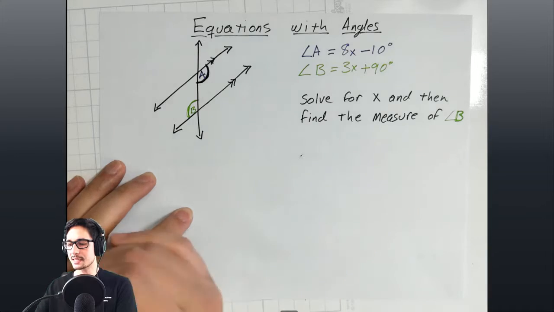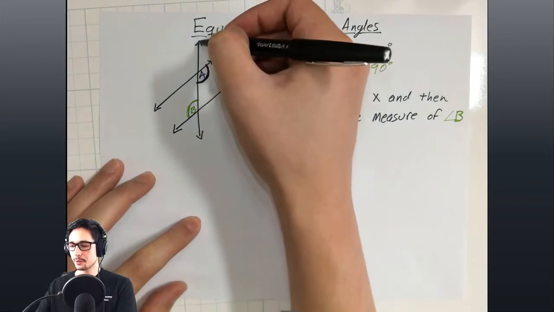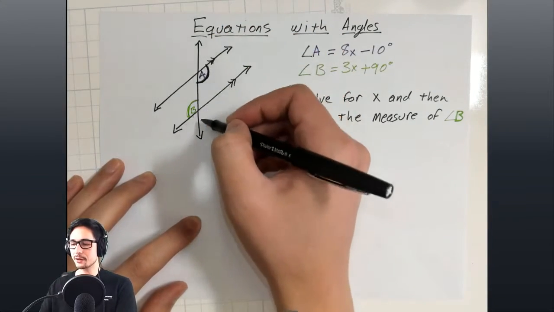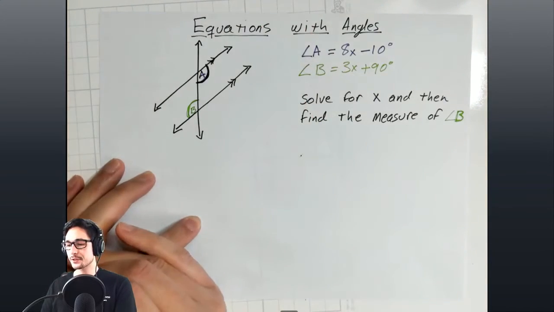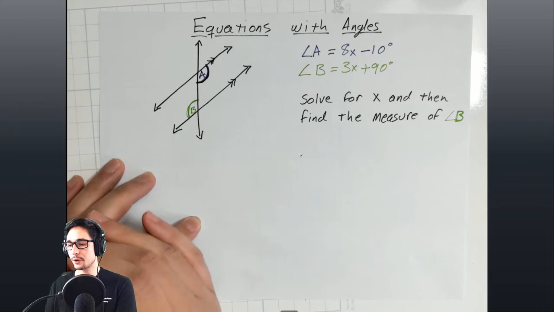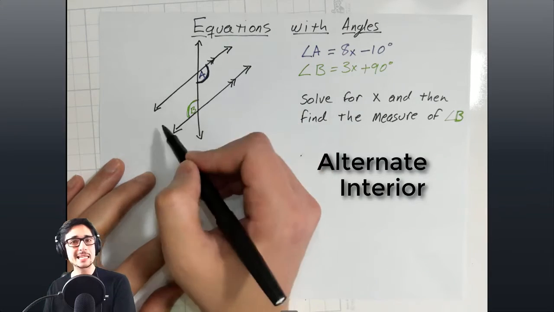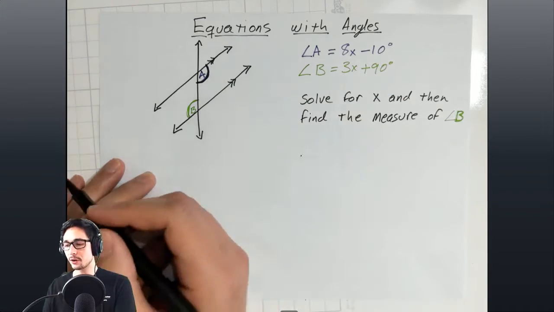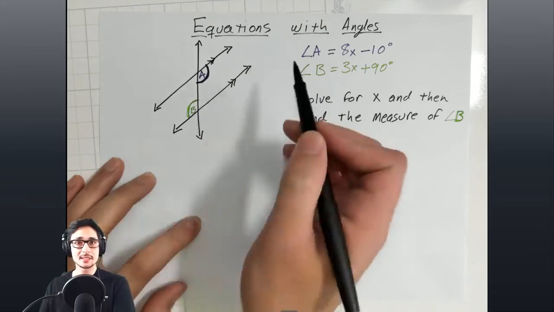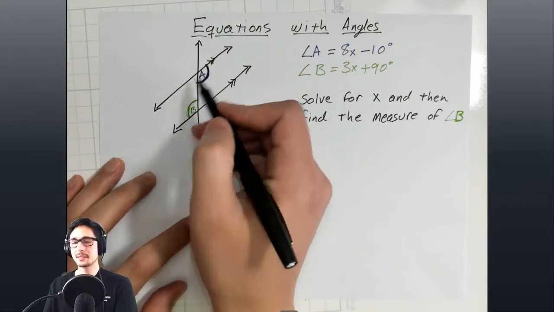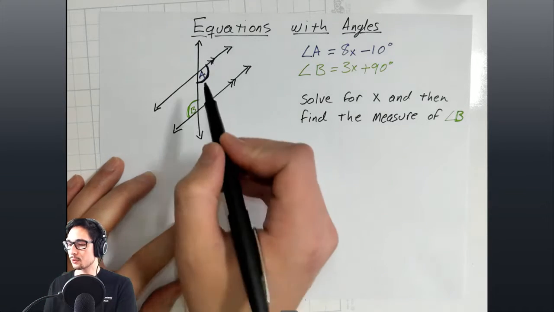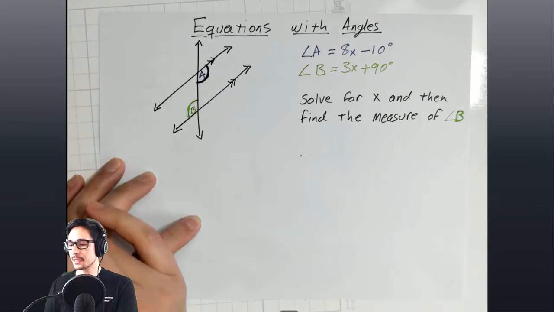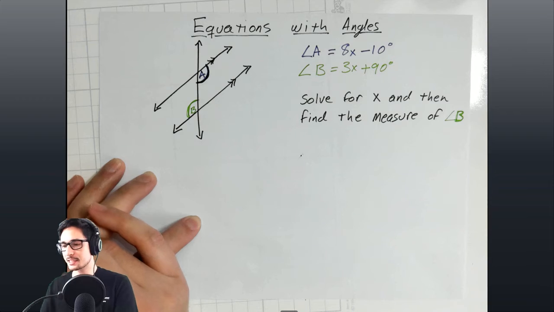Our other hint is that the two angles are on opposite sides of this transversal. So there's a special name for them. They are called alternate interior angles. They are alternate because they alternate the sides of this transversal, and they're interior because they are on the inside of the two parallel lines. The one thing that we know about alternate interior angles is this special relationship.